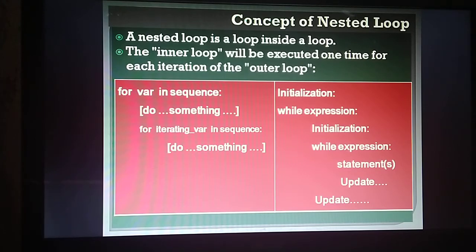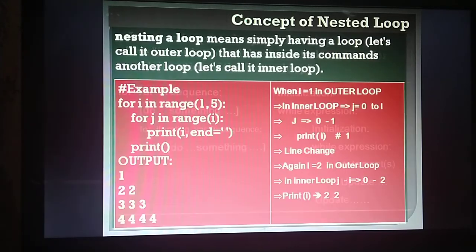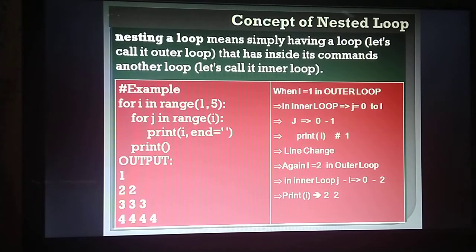Here is the syntax of the for loop and while loop, but we can understand it in a better way with the help of an example only. So let's see an example. Nested loop means simply having a loop, called the outer loop, which contains one more loop inside it, and that loop is known as the inner loop. In this example, the first loop, the outer loop, is for I in range 1 to 5. The inner loop is for j in range I.